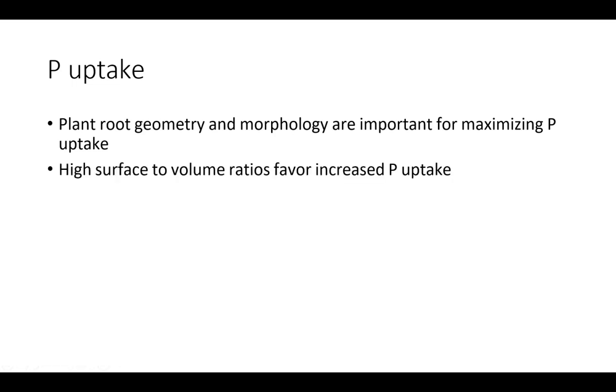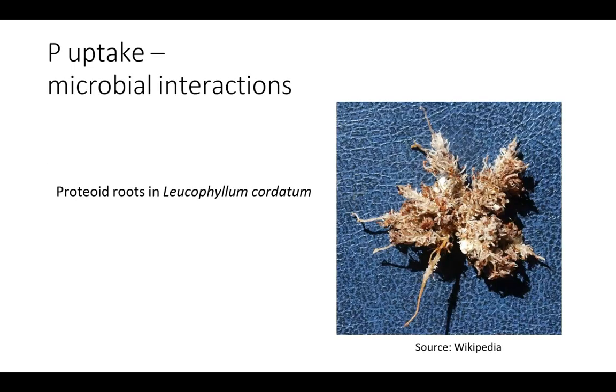You have to have a high surface to volume ratio to favor increase of phosphorus. So phosphorus has to have the soil explored by the root. The root has to have a good sized surface ratio in order to bring phosphorus in. Certain species of plants form proteoid roots, which are root clusters in response to limiting soil phosphorus supply. They will put in a lot of roots in a specific area to try and get as much phosphorus out of that soil as they possibly can. This shows you a proteoid root of Lycophyllum cordatum, and you can see how it looks like a clustered sort of root. And this is so that it can pick up phosphorus out of the soil.